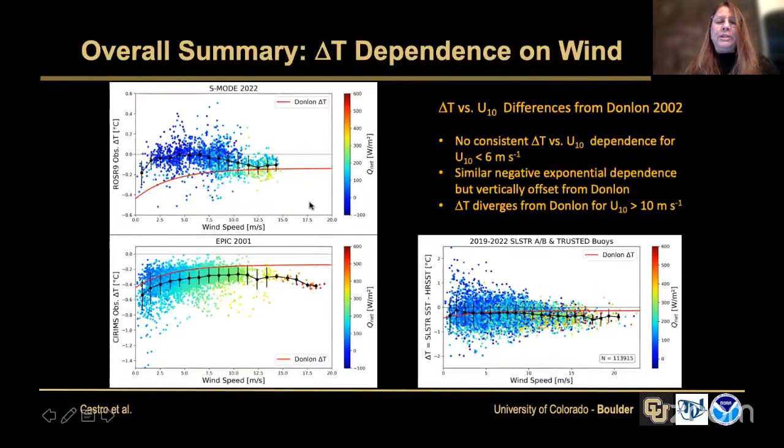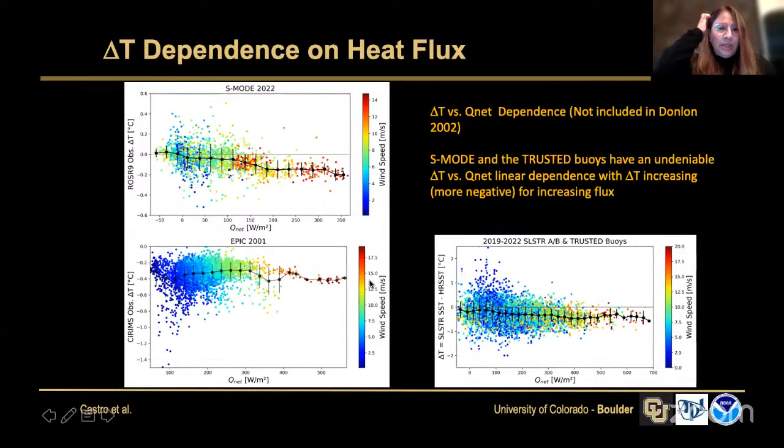So putting all three together, we have 3 types of departure from the Donlon curve that we have identified in these examples. We have cases where there's no dependence between delta T and the wind speed. We have cases where the dependence has the same shape as Donlon, but is pushed downward to cooler delta T's. And we have cases where the observations follow the dependence to a point, but then for higher winds, we see some departures. So what happens if we bring in the heat flux?